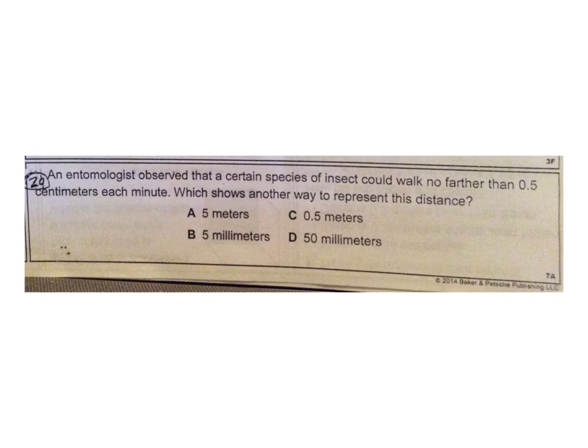29. An entomologist observed that a certain species of insect could walk no further than 0.5 centimeters each minute, which shows another way to represent this distance. Okay, looking on your chart, it looks like there's 10 millimeters per centimeter. So what you would do if you multiplied 0.5 times 10, that's going to give you 5 millimeters. So your answer is B.